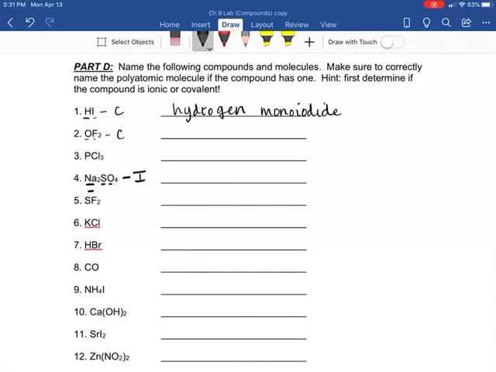So then what do you think the second one would be? You just name the first element if there's just one of them. So oxygen difluoride. Then for the fourth one, you just name the metal. So sodium, and then whatever the polyatomic ion's name is. So look at your polyatomic ion table, and you would see that that is sulfate. Okay? So I hope that helps you a little bit.